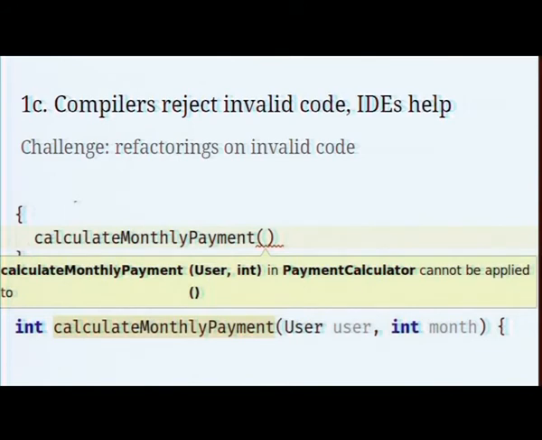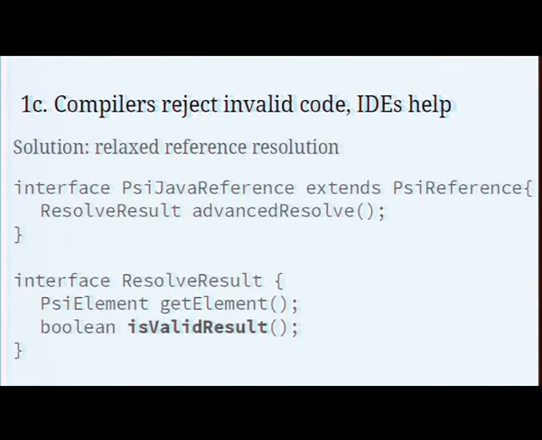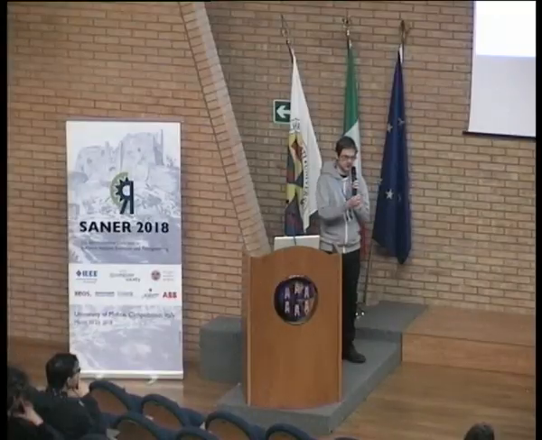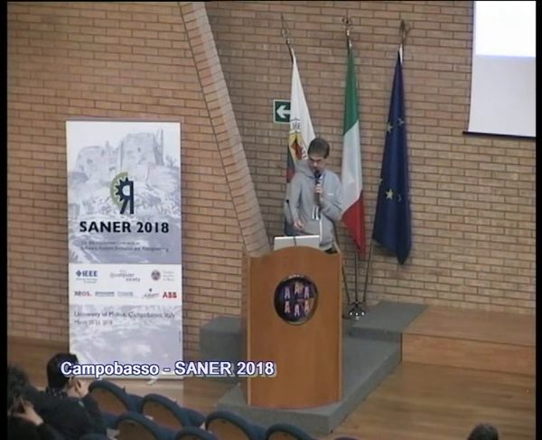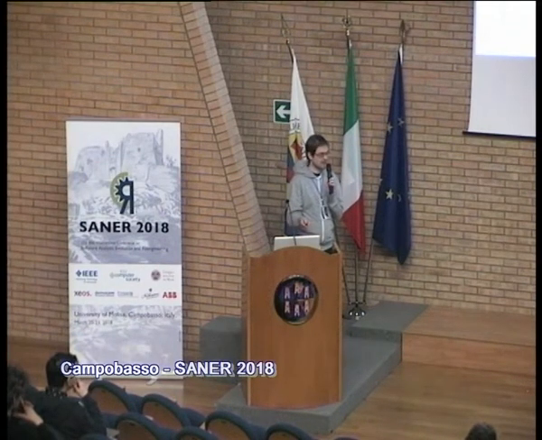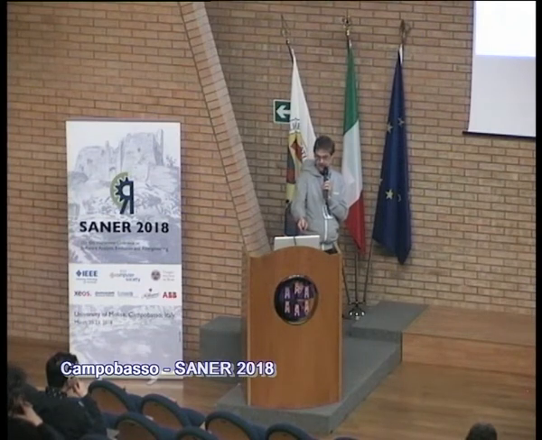But unfortunately, we are much more flexible than a compiler, and we can provide a special kind of reference that still resolves to this method, although with a special mark that it's not an entirely valid result. And this is quite a useful functionality because it can also be used by the code highlighting to highlight things in red, and code completion as well to sort the results. So it's great.